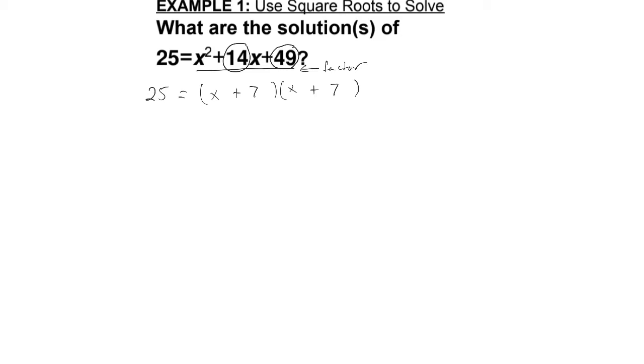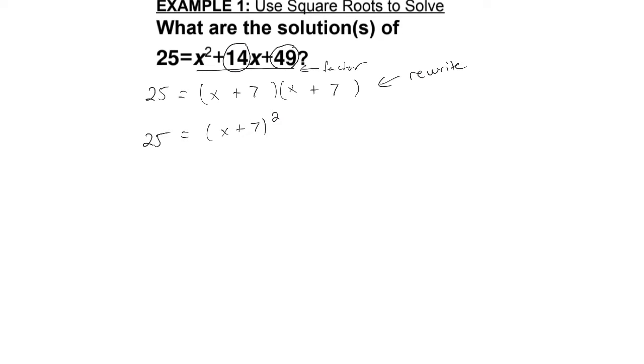Now we can rewrite this as x plus 7 squared, because it's two things being multiplied by itself. They're both the same thing. So we rewrite this as x plus 7 squared, and that's equal to 25. Now we have two things that we can take the square root of. We can take the square root of 25, and we can also take the square root of x plus 7 squared. The square root's just going to cancel out that square.